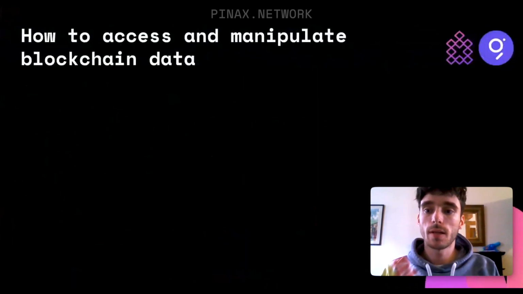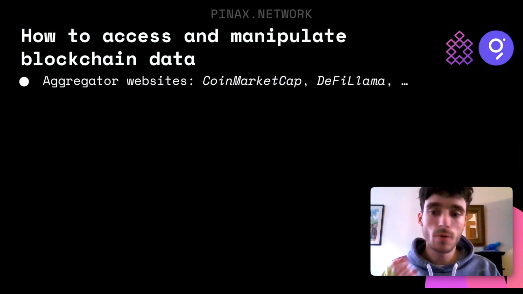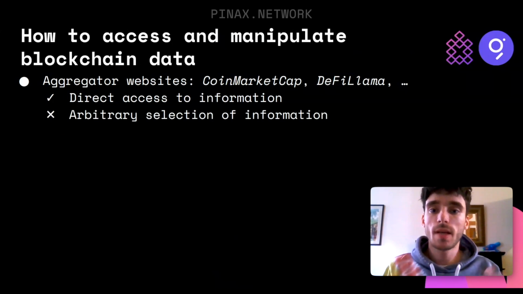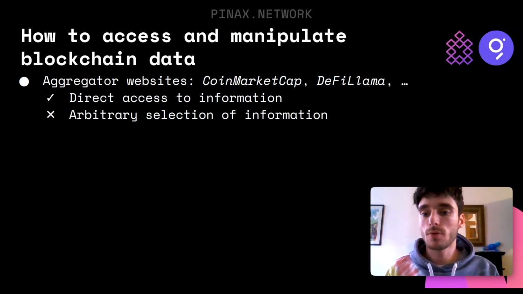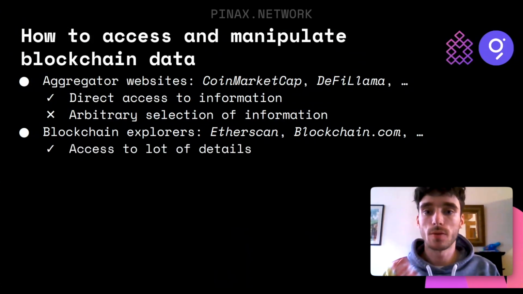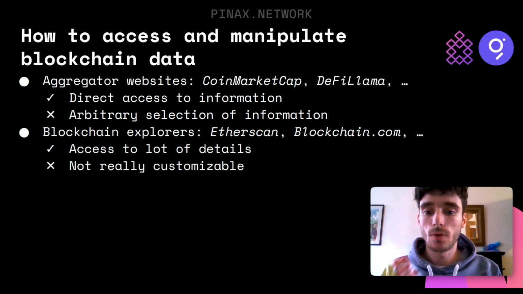Now we're going to take a look at how you access and manipulate this data today. You can go to aggregated websites like CoinMarketCap, DeFi, etc. You have access directly to the information, but you might not have the information that you need. It's an arbitrary selection of information. You can't really build your own, right? So maybe you turn to blockchain explorers if you need a lot more details about certain transactions. Again, it's not really customizable, so you might spend a lot of time searching for it instead of getting it directly.